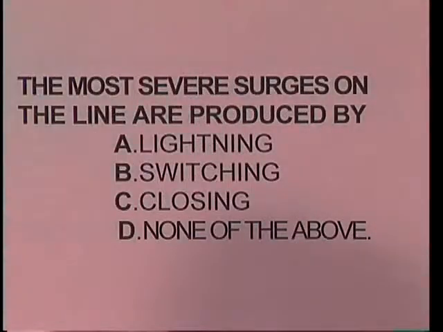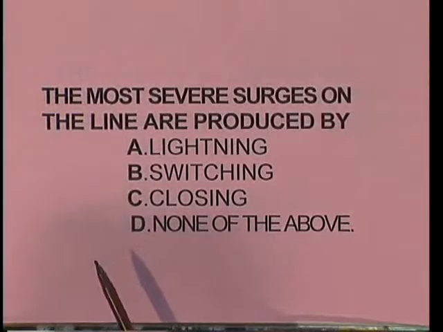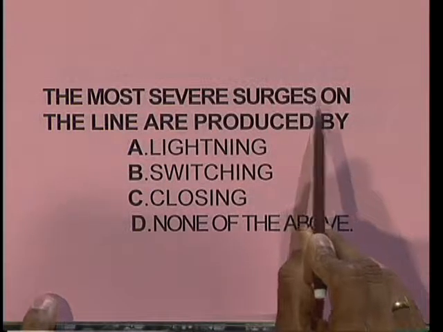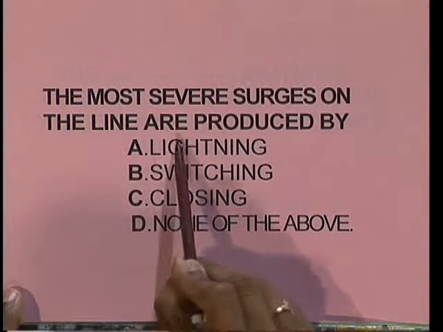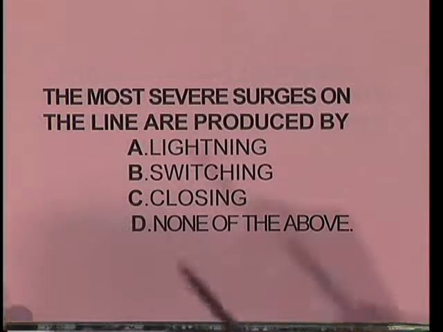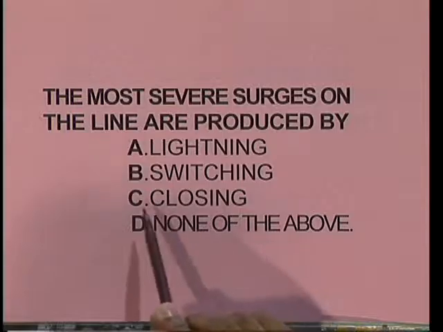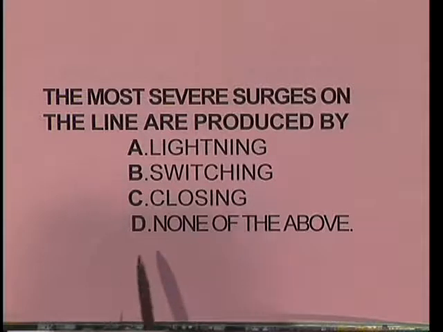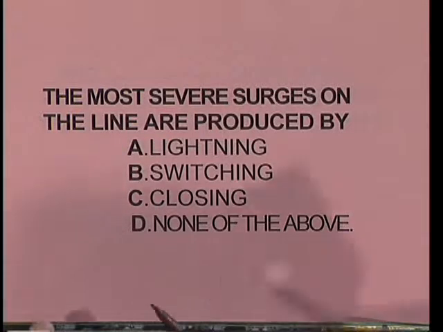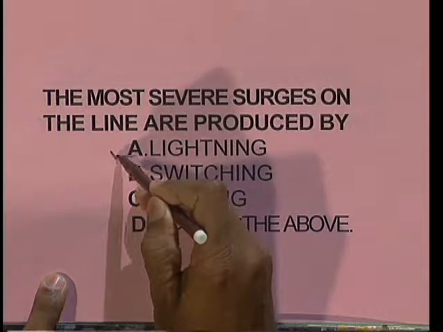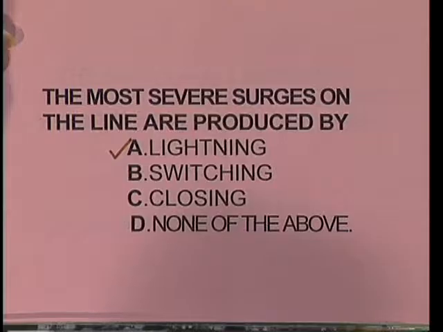And the third one is, the most severe surges on the line are produced by A. Lightning, B. Switching, C. Closing, D. None of the above. So the most severe surge is due to lightning, that is A.